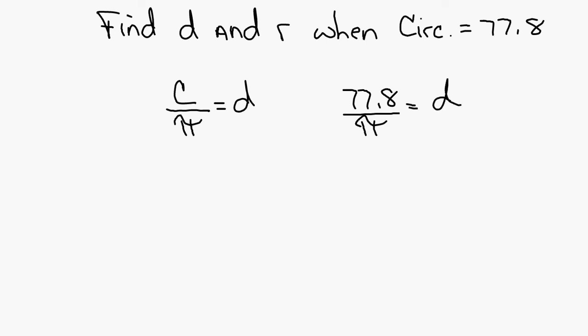I got like a 24.765, so I'm going with 24.77 equals my diameter. And then with the value that's sitting on the calculator, I'm going to divide it by 2 to get the radius. So 12.38 is the radius. There's my diameter and radius of the circle when you're given the circumference.